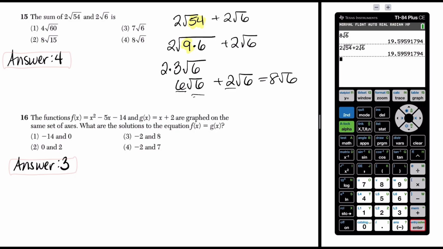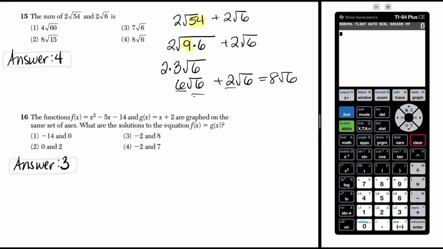Let's go to our calculator. Now that I have the calculator on the side, I'm going to start by just putting 8 square root 6 so we can see its exact value for calculator. And now I'm going to put the 2 square root 54, move to the right, plus 2 square root 6. And you can see they both have the same value.